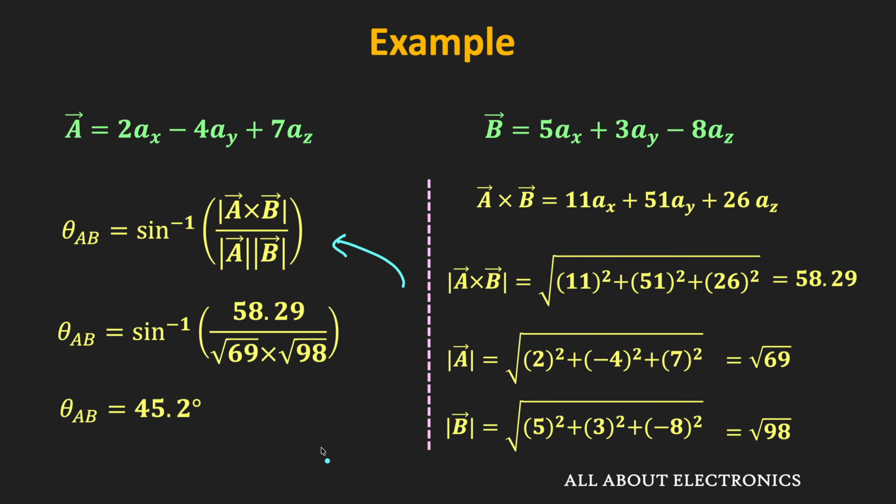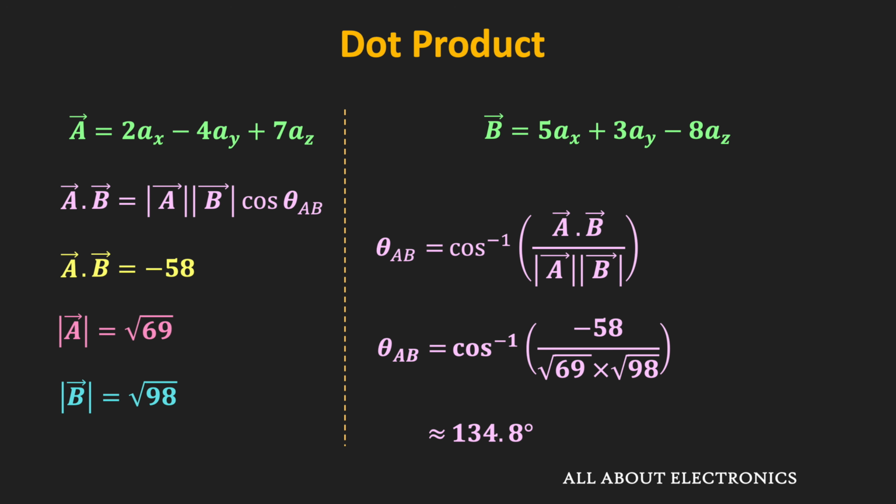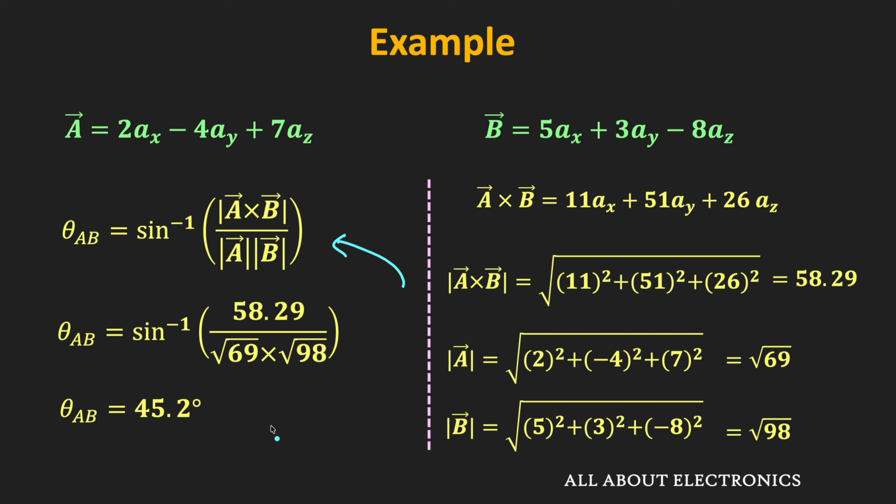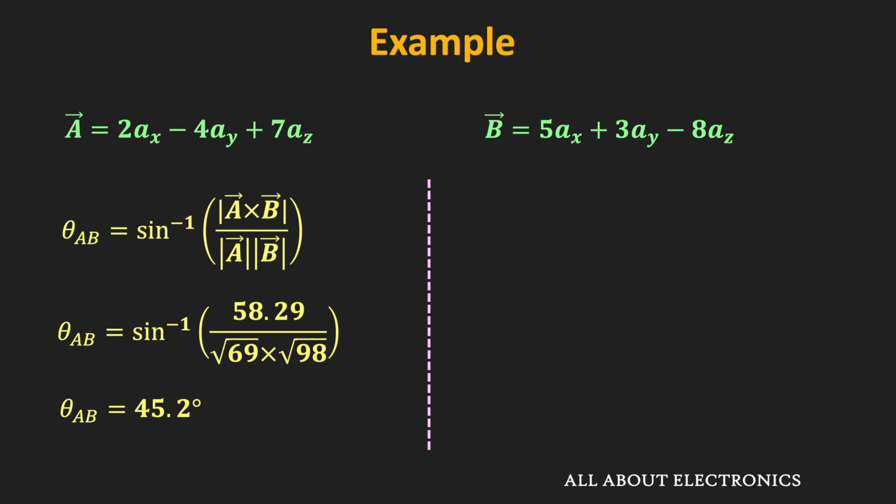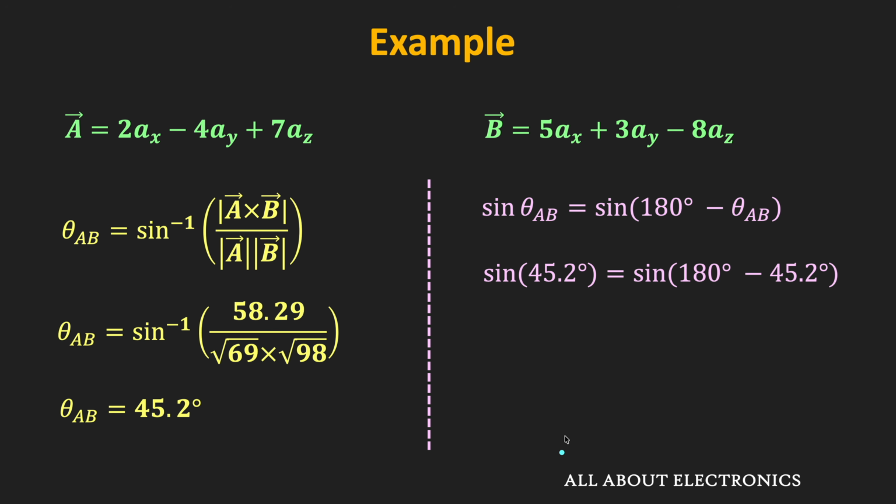But if you see the earlier case, then with the help of the dot product, the result that we got was 134.8 degree. So let us understand what is the issue and why we are getting different answers. As you know, sine theta can also be given as sine of 180 degree minus theta, right? That means the sine of 45.2 degree will be the same as sine of 180 degree minus 45.2 degree, and that is equal to sine of 134.8 degree. That means instead of the obtuse angle we are getting the acute angle.